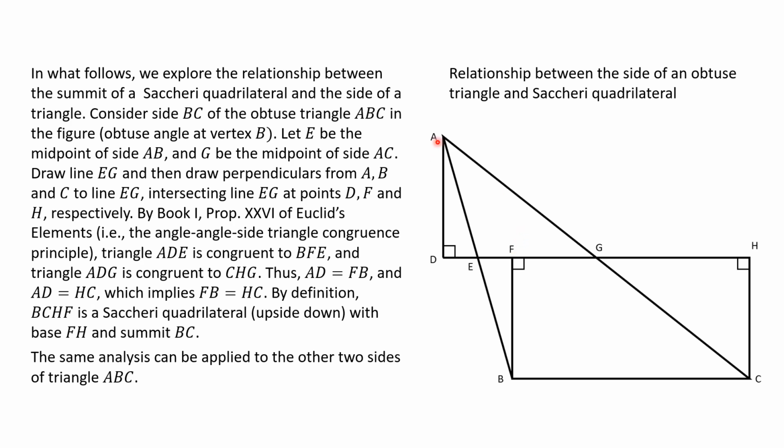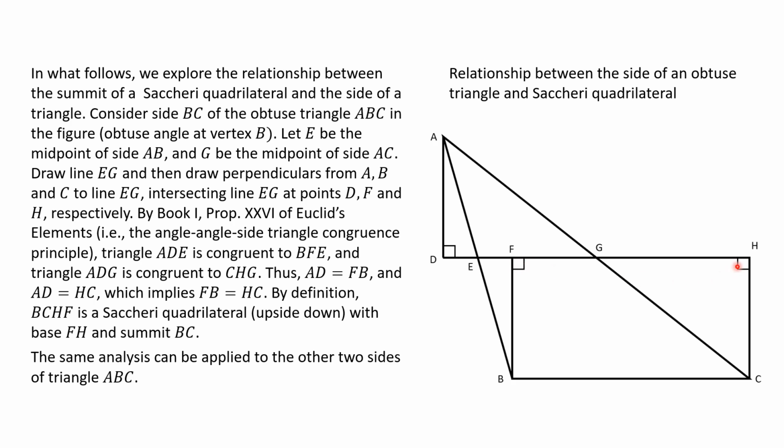And then we can do the same thing between ADG and CHG. You notice they both have a 90-degree angle, and then they have this angle here on either side of G that they share, and then AG is equal to GC. So ADG is congruent to CHG, and from that we can conclude that AD is equal to HC. So we have AD is equal to FB, and is also equal to HC. In other words, FB is equal to HC. So these two lines are the same.